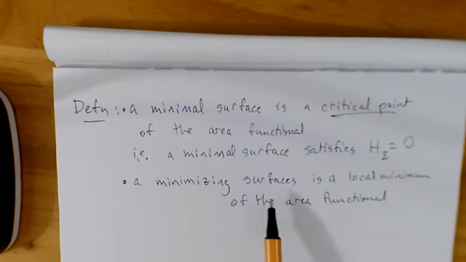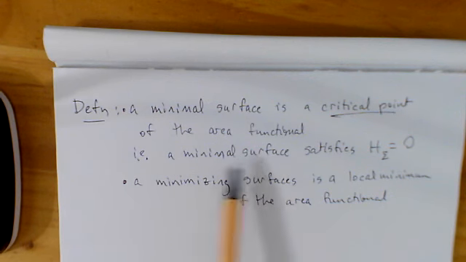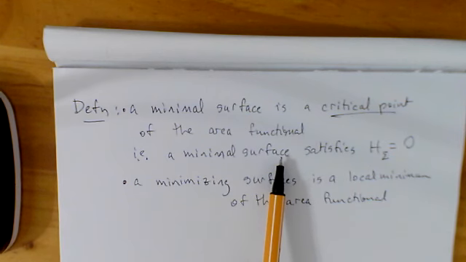So a minimizing surface is something that actually minimizes area. A minimal surface is usually not going to minimize area. A minimal surface is only a critical point of the area functional. So this is a little bit of an unfortunate choice of words, but this is historically how they were called. So we continue to call them minimal surfaces.